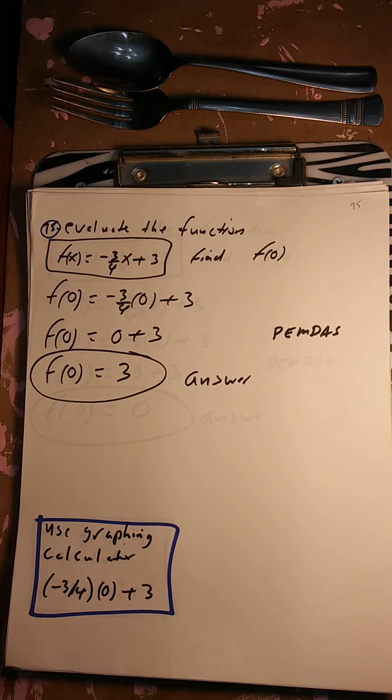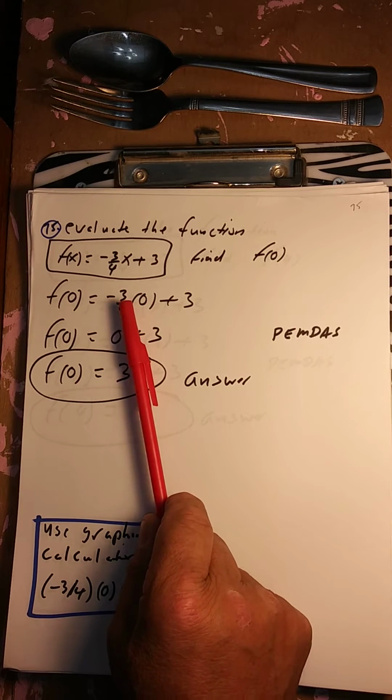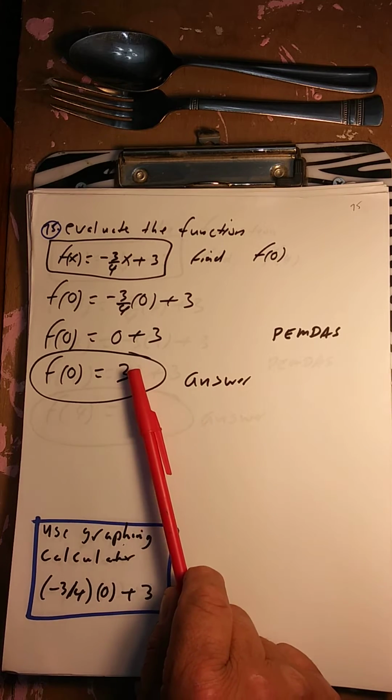Evaluate the function. f of x is negative 3/4 x plus 3. Put 0 in there. And 0 times this number, it doesn't matter. It's still going to be what? 0. So 0 plus 3 is a 3.